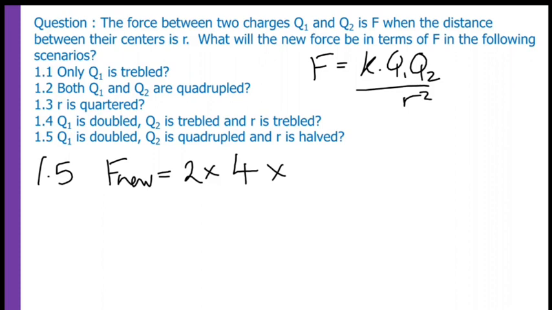Inverse of half is 2. 2 squared is 4. So the force becomes 2 times 4 is 8 times 4 is going to be 32 of F. Can you do an algebraic process to show that the force will be 32F? You can do that for practice.